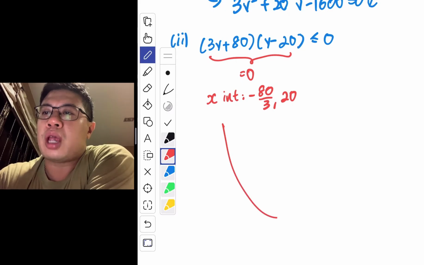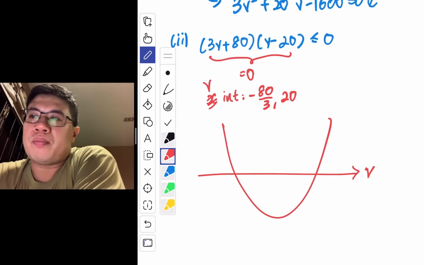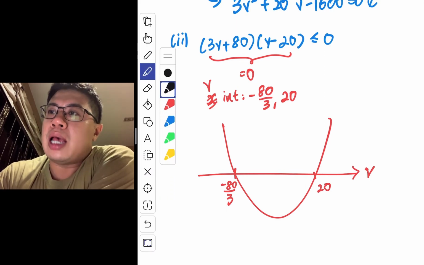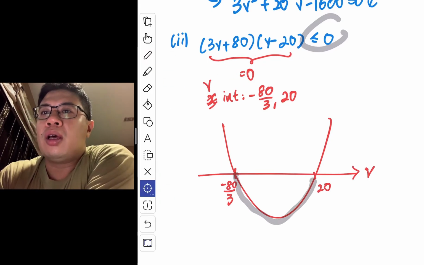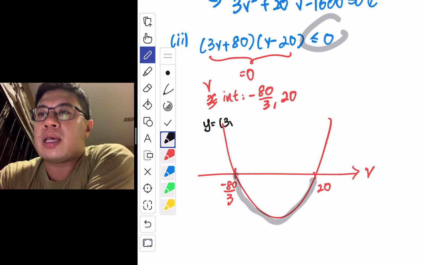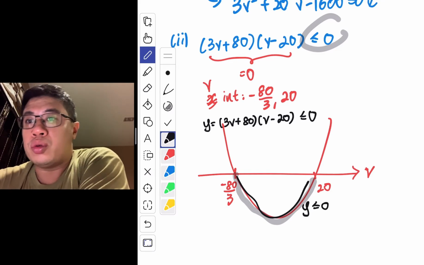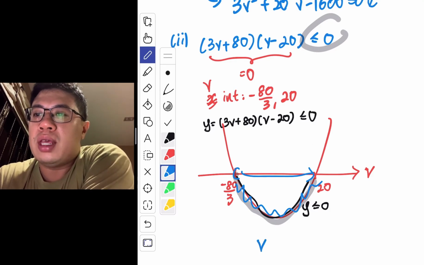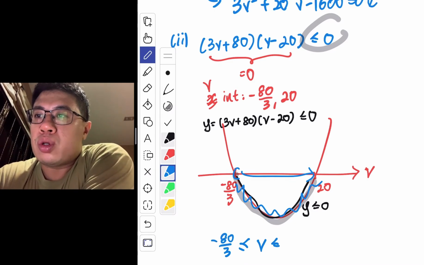All right, so the last part, you sketch the curve. It's a positive quadratic, and the horizontal axis is v. Sorry, I should call it the v-intercept, and write out negative 80/3 and 20. Less than or equal to 0 means you want the portion that's underneath the v-axis. So this is the portion of the graph of y equals (3v plus 80)(v minus 20) where y is less than or equal to 0. For it to be less than or equal to 0, the corresponding values are that v has to be more than negative 80/3 and less than or equal to 20.